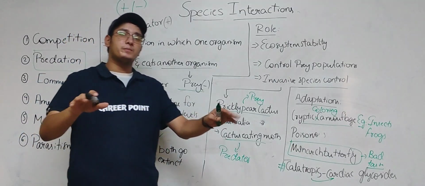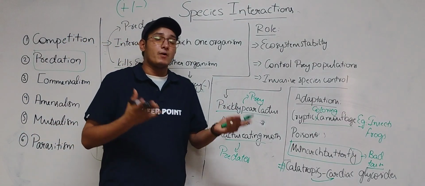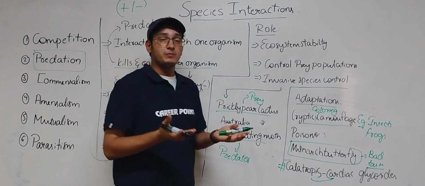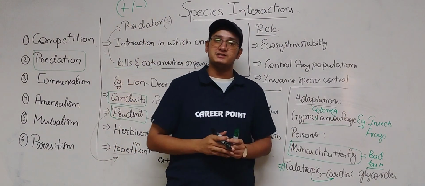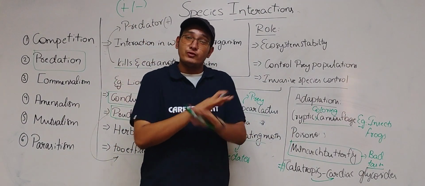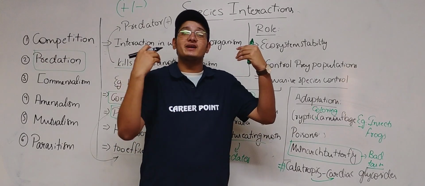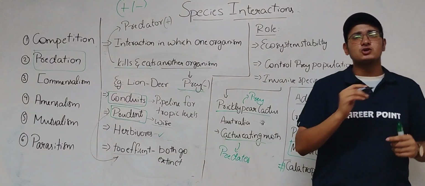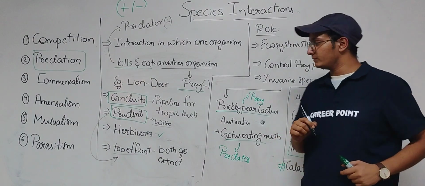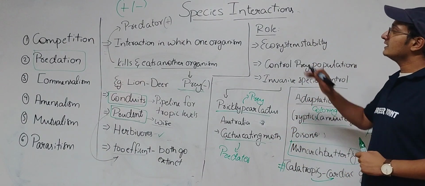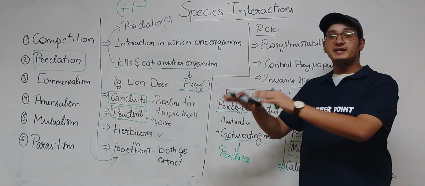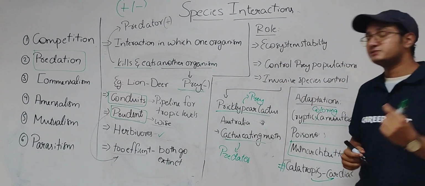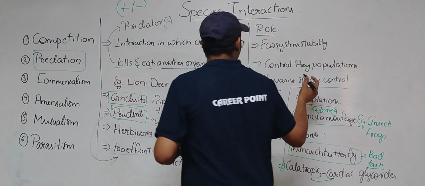First, suppose there are no predators at all. What will happen? The population of prey will increase, the population of deer will increase. At one point of time, the whole grass will be finished and all the food will be finished, so there is no food for the other organisms. So this causes ecosystem instability. In order to get rid of it, we have predators. So predators control the population of prey and they also help in preventing invasive species.